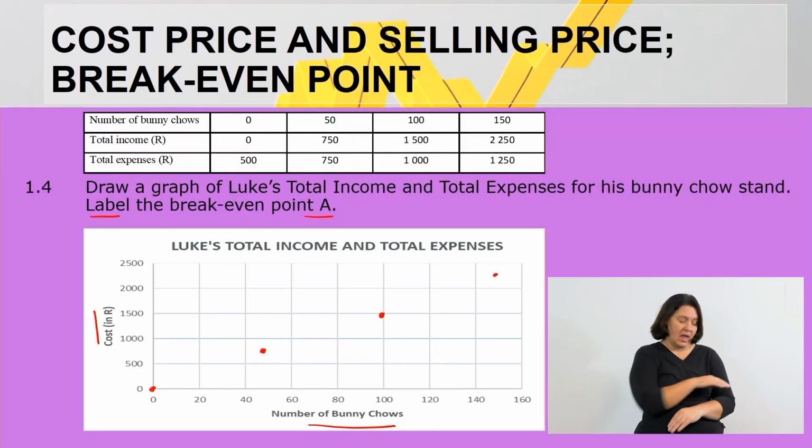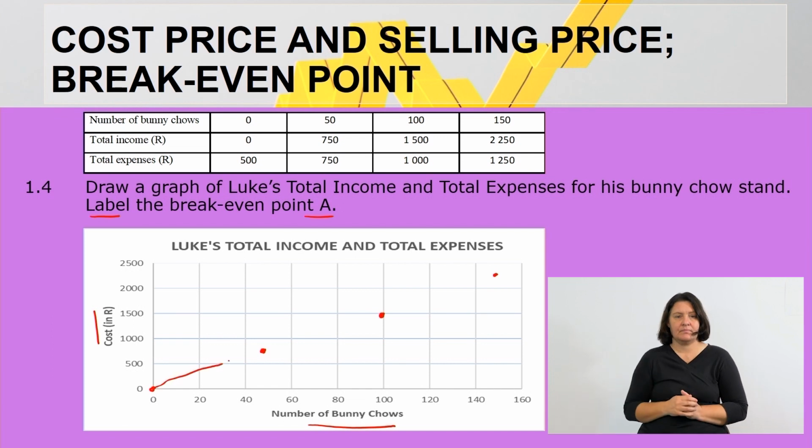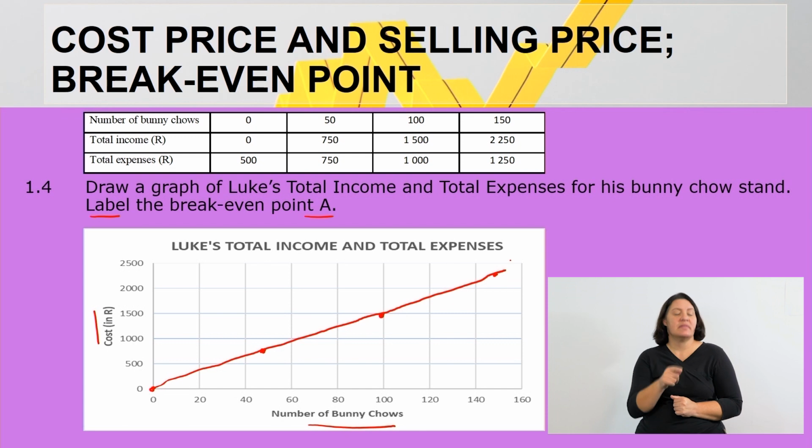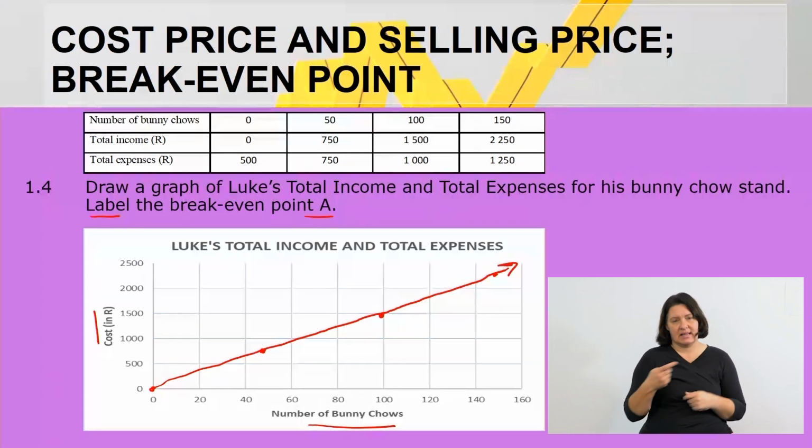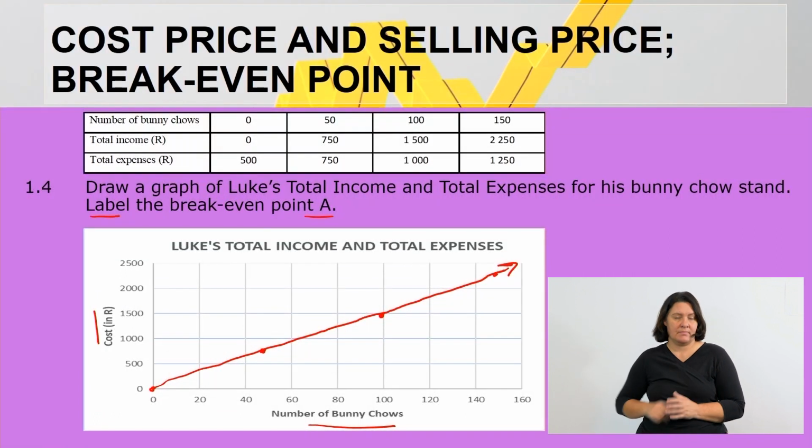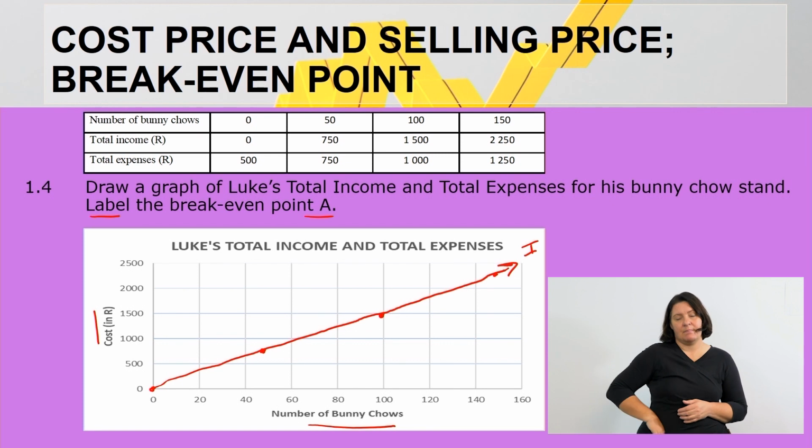Now you take your ruler and you combine these dots. Remember, yours will form a straight line, and obviously this will continue the more he sells. Okay, so that is the income graph. And I'll quickly label that as I so that you know that is our income.